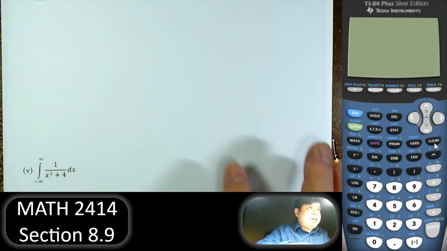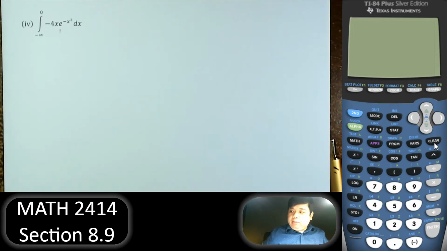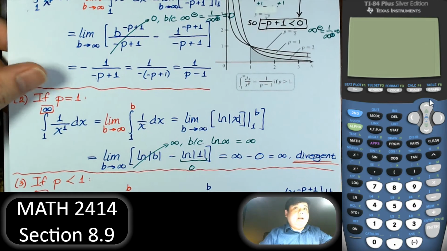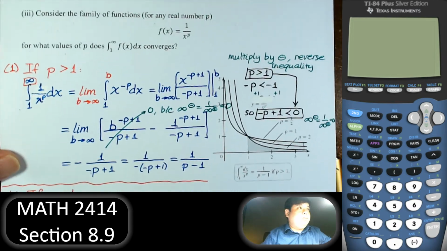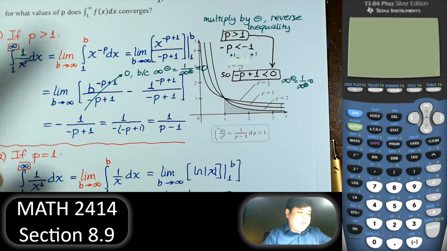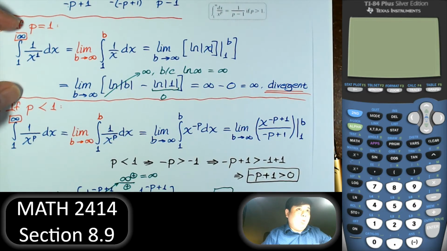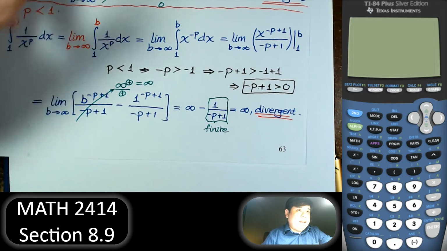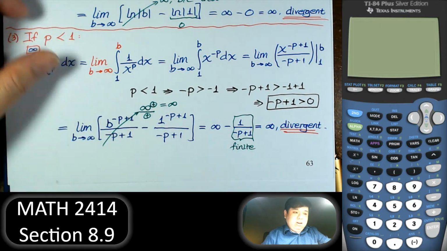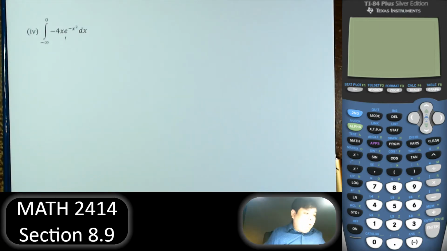So we have that improper integral. When p is greater than 1, this is convergent. Equal to 1, divergent. Less than 1, divergent. So it only works if p is greater than 1. Right, now we're on to this one.